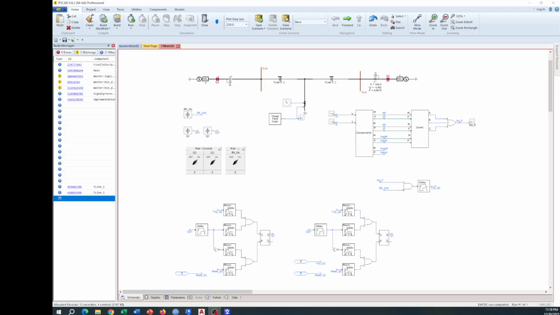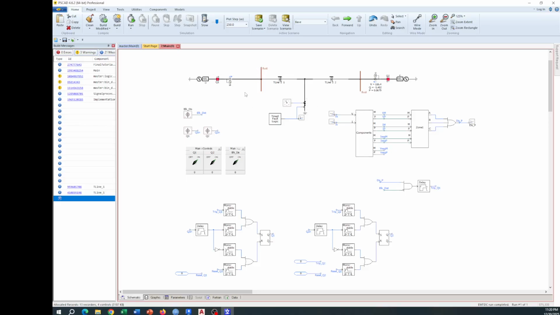Hello everyone. In this video I will try to show you how to use a distance relay in the PSCAD environment. In my previous video I have already shown how to use a circuit breaker and how to use this type of block. So in this video too I will try to make it simple.